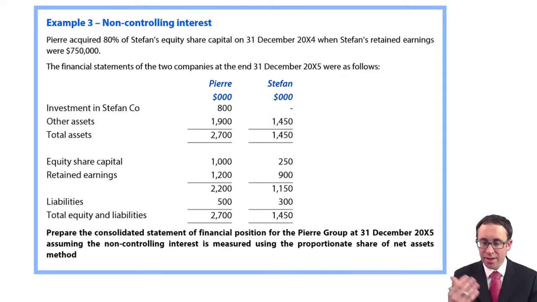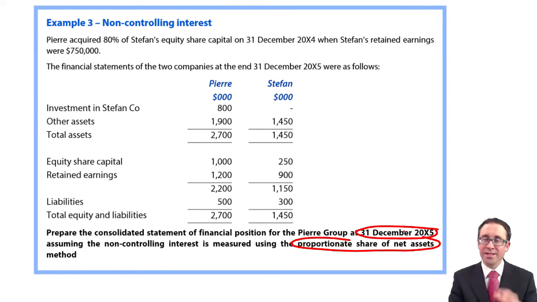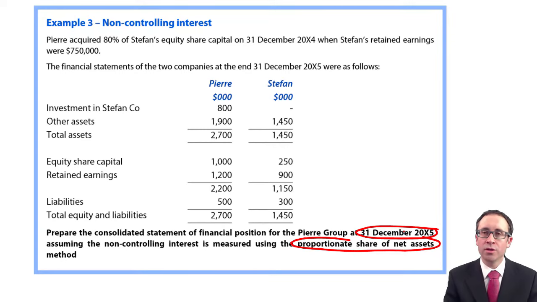So what you've got here is, again, it wants the consolidated position statements for the peer group. So peer is the parent. It's wanted at December X5, so that's our reporting date. And it says, assuming the non-controlling interest is measured using your proportionate share of net assets method. Okay, it will state specifically within the question which method you're to use. In practice, you have choice, and you can make a choice on an acquisition by acquisition basis whether or not it's the proportionate share method or the fair value method.